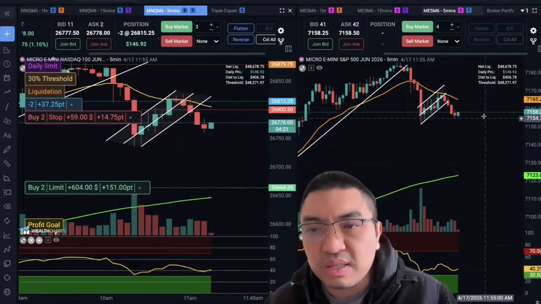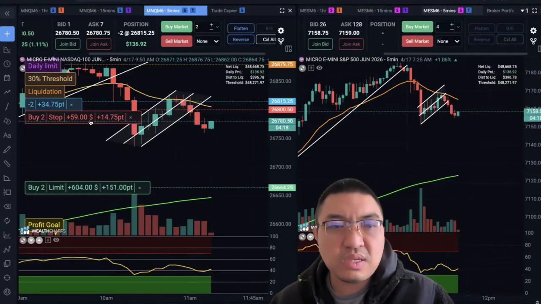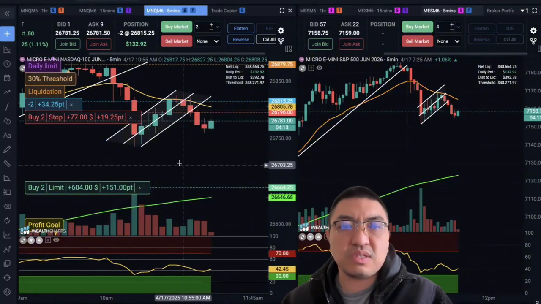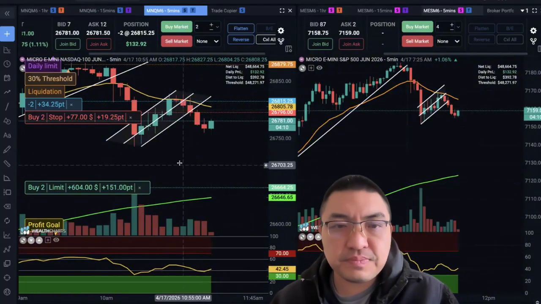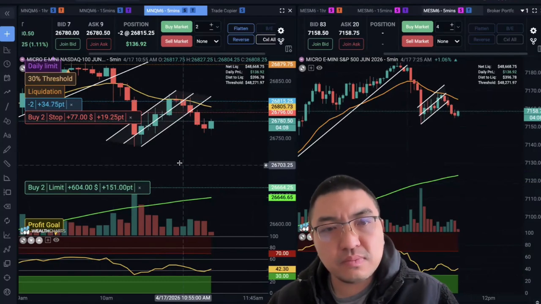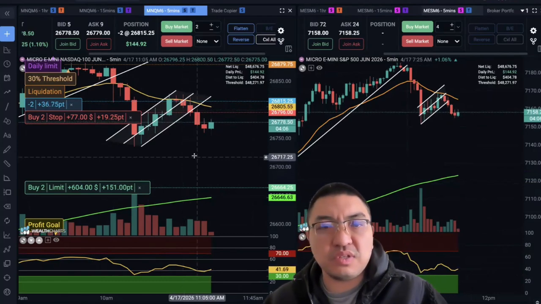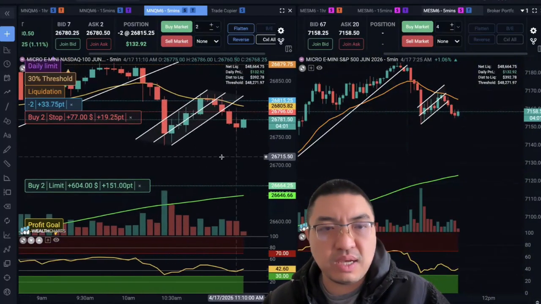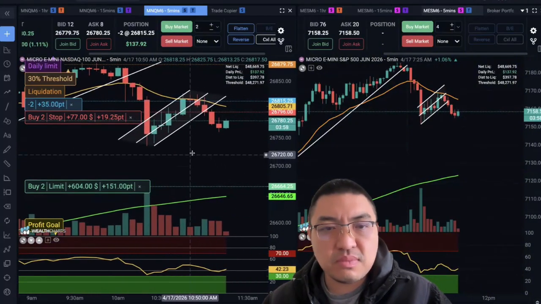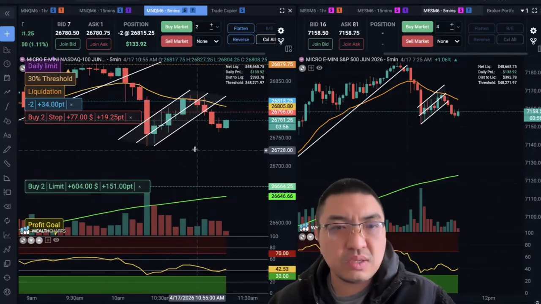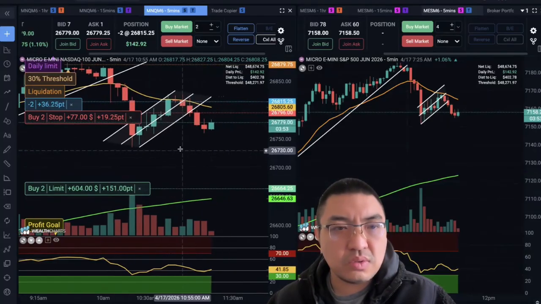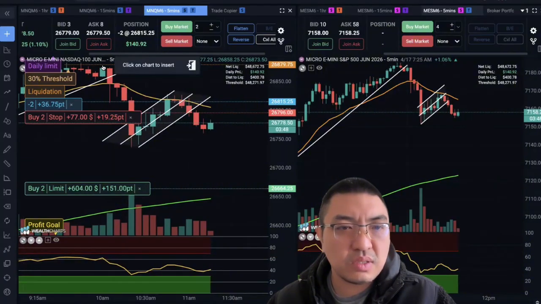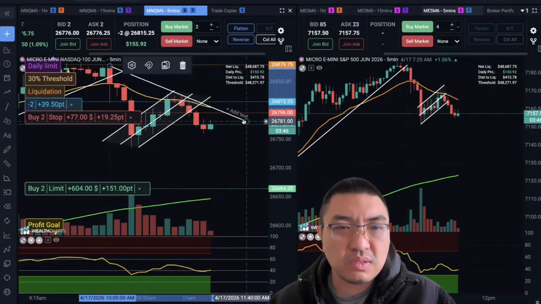So this is still at a verified support. Let's see. $77. So if we can trigger my stop, potentially it will be a rebound. We'll see. Let's see a trend line, maybe this one to here.